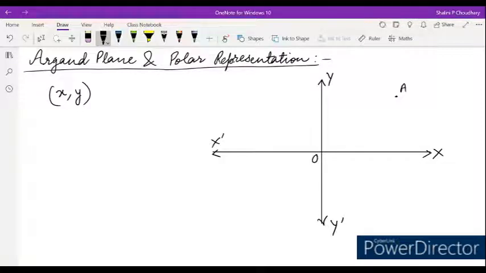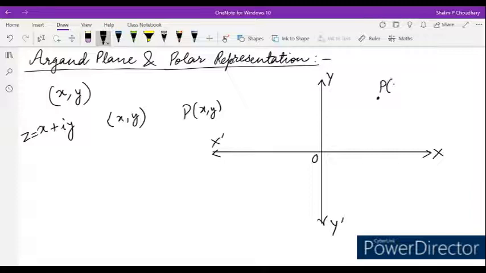similarly, if we have a complex number z is equal to x plus iy, in that case also it corresponds to an ordered pair x y, and that can be represented geometrically as a unique point P(x, y). We can represent it like this, right? So in the xy plane, we'll take one point, that is P(x, y).